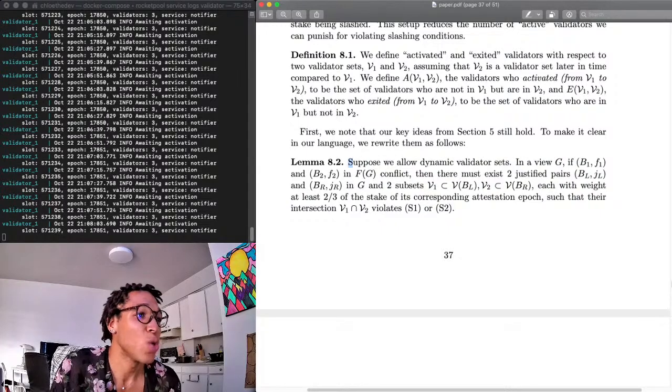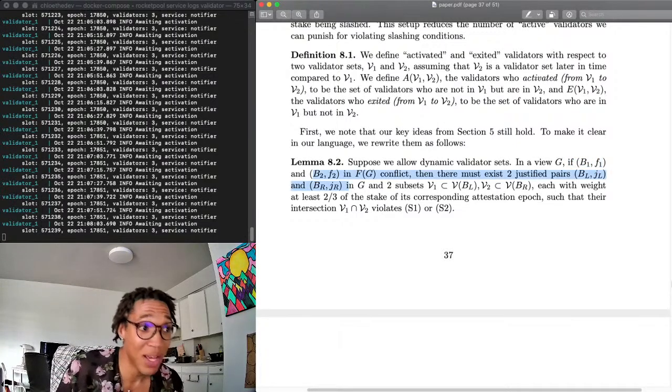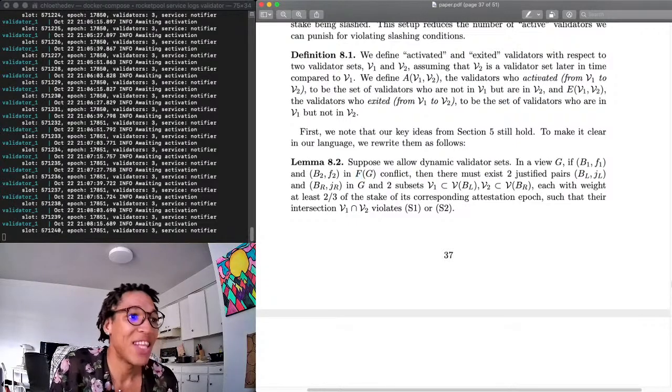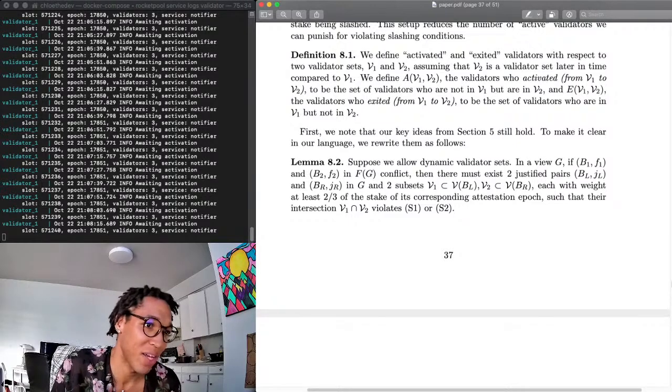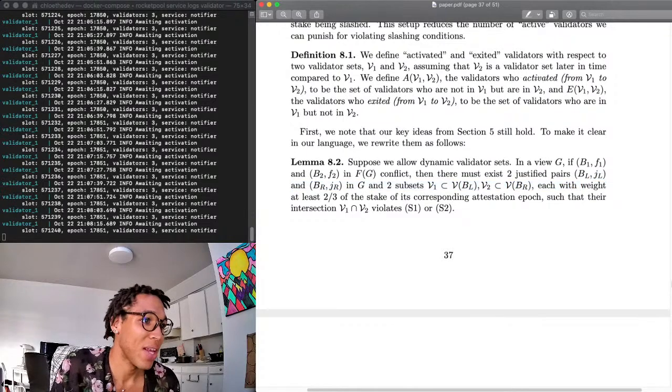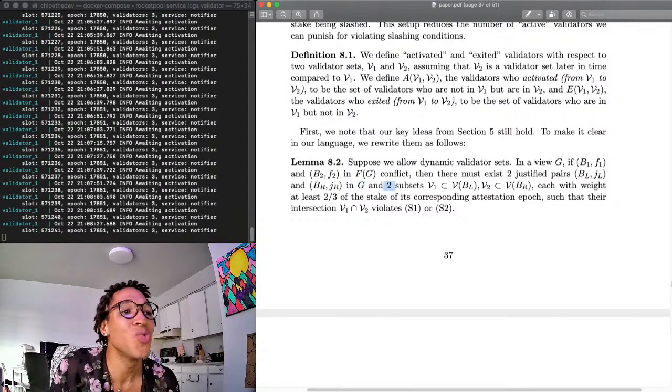So suppose we follow dynamic validator sets in a view of G. If B1, F1, and B2, F2 in the view of G, of F, conflict, then there must exist 2 justified pairs, block L at a certain epoch and block R at a certain epoch in the view of G, and 2 subsets. You have validator 1, which is the element of validator of block 1, and validator 2, who I guess is validating on this other block.